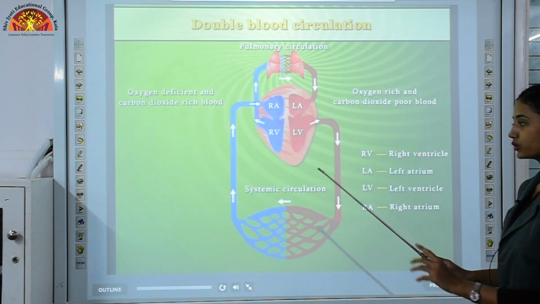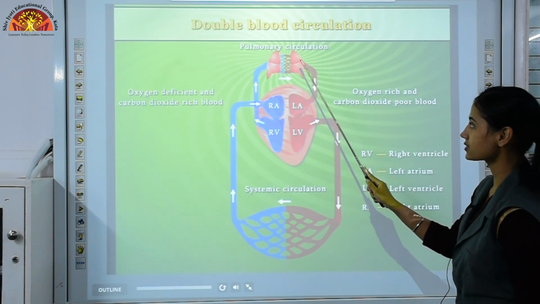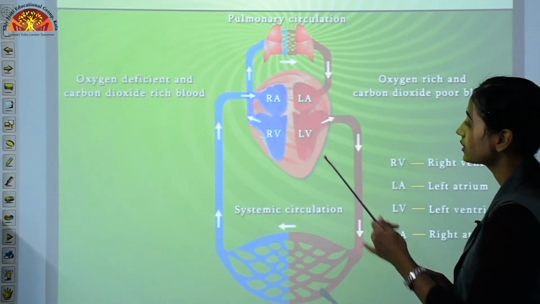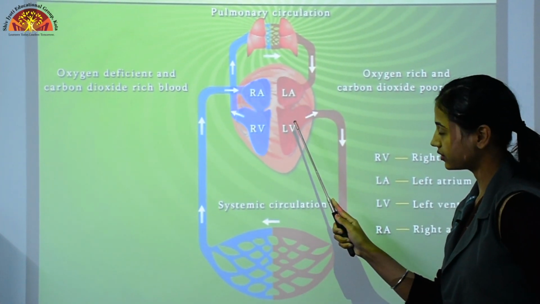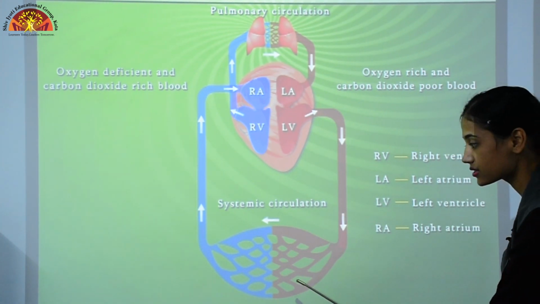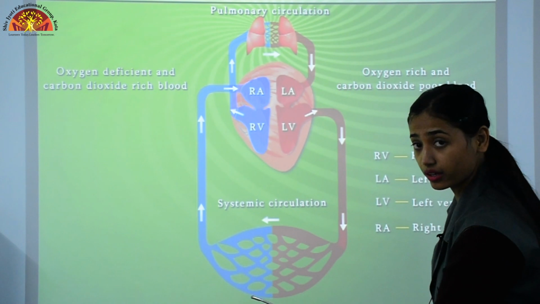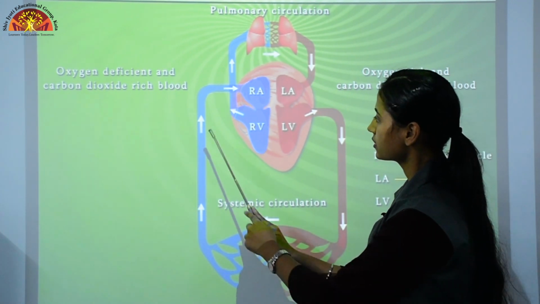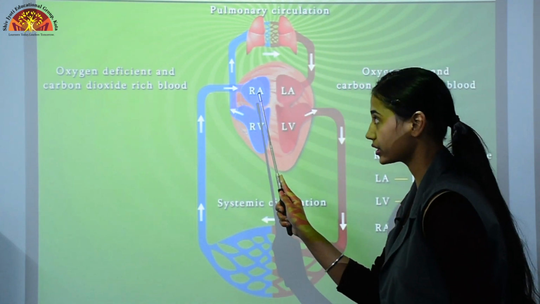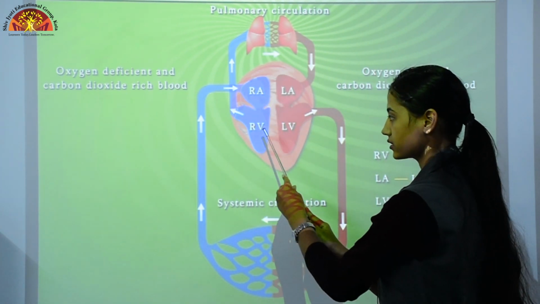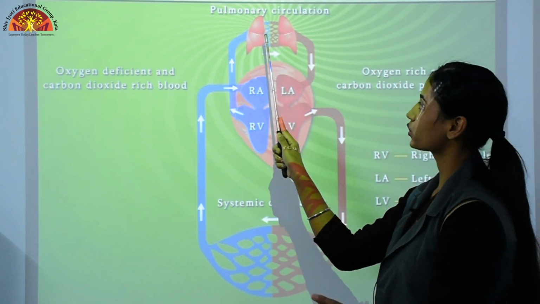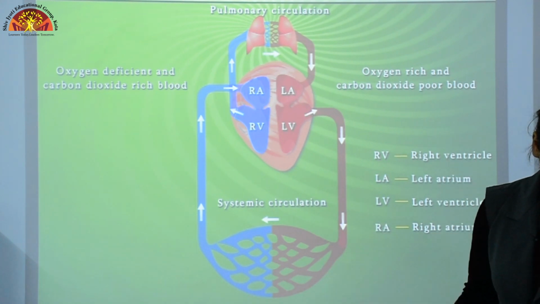The same thing is shown here. From our lungs, this is carrying oxygen rich blood which enters in left atrium, then through left atrium it is entering left ventricle, then through aorta it is going to our body parts. After utilization, carbon dioxide rich blood is passed through this vena cava which enters right atrium. Through right atrium it flows in right ventricle, and through pulmonary artery it is again going to lungs. That was all about circulation.